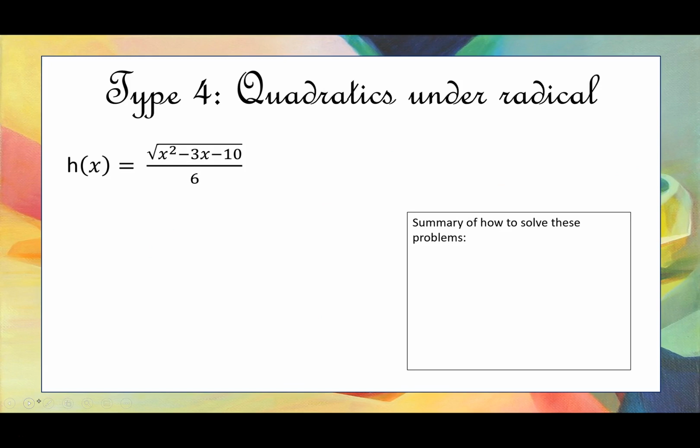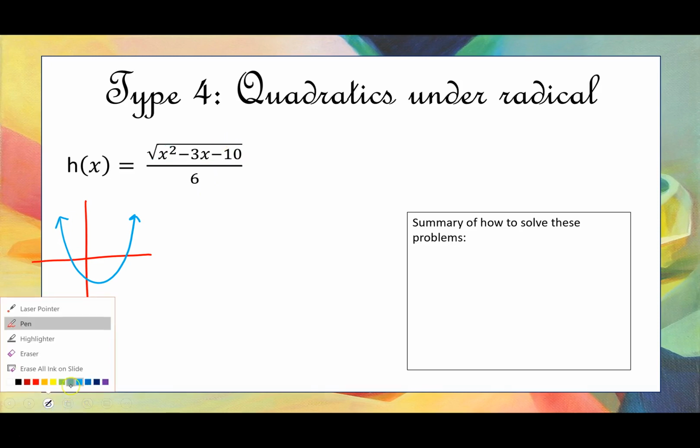Okay, now this is a brand new problem, type 4, quadratics under the radical. Well, think about what a quadratic looks like. So here's a typical quadratic with a positive 1. Would be something like this. And we actually want to have something greater than or equal to 0 under here. So the interval that will be allowed in the domain will actually be this section right here and this section right here.